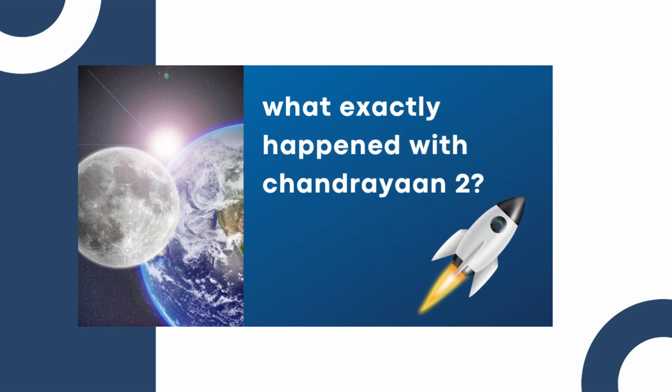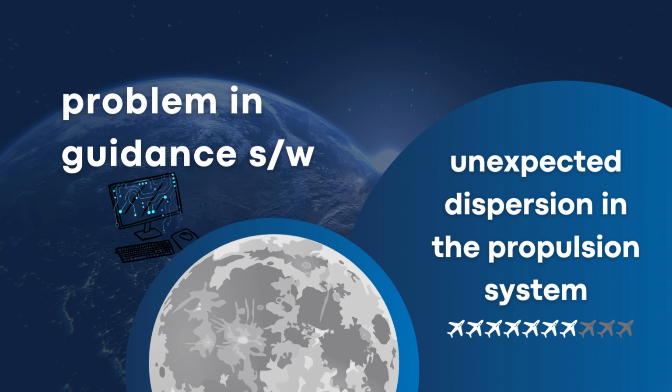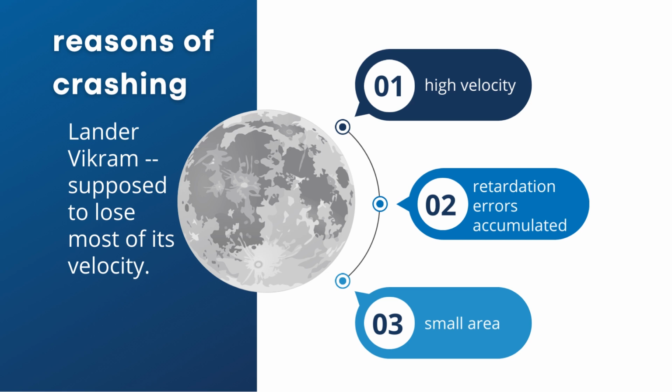So what exactly happened with Chandrayaan 2 is that when the orbiter of Chandrayaan 2 entered into the orbit around the moon, the surface mission failed in September when the lander crashed instead of executing a slow descent on the moon. Later, ISRO found out that there was a problem in the guidance software, and also an unexpected dispersion in the propulsion system happened during certain phases of the descent when it was about to land on the moon.